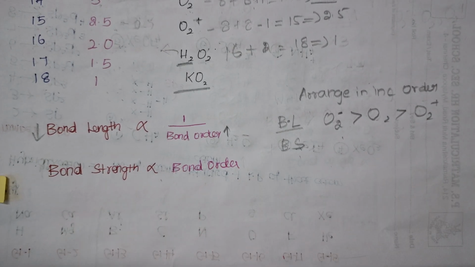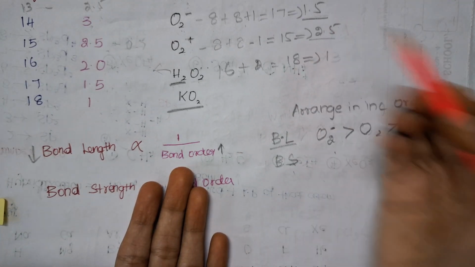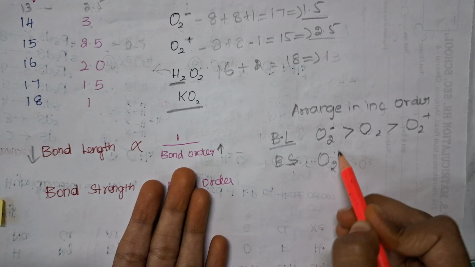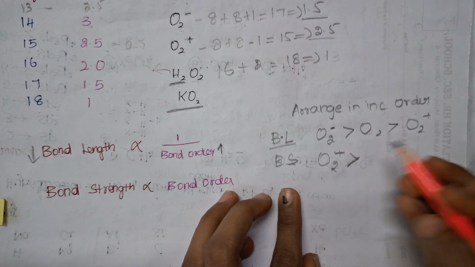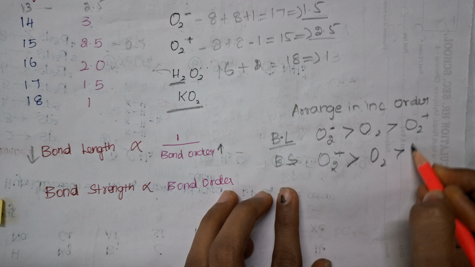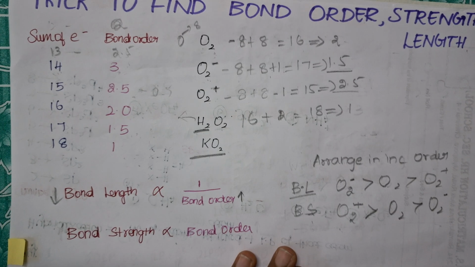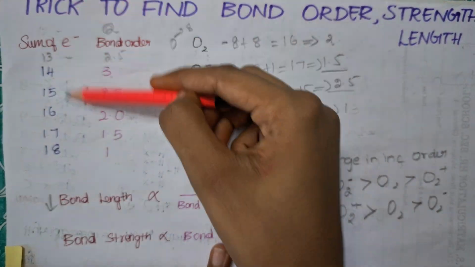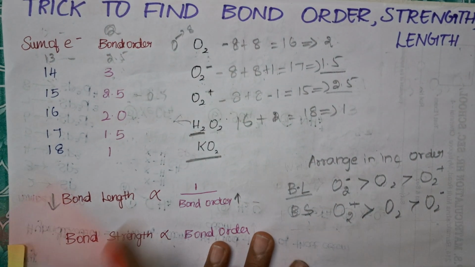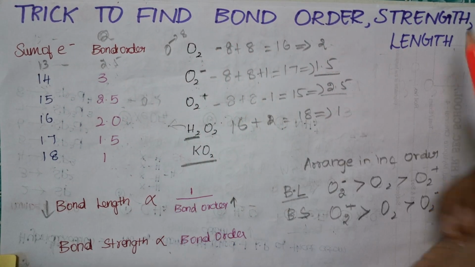Now let's see for bond strength. Bond strength is directly proportional to your bond order. So which has the greatest bond order here? 2.5. So O2 plus will have the greatest bond strength, followed by O2, then O2 minus. Any doubt? So this will be the same for your bond order also. You just need to memorize 14, it is 3, then above and below you can do minus 0.5 and write this. With this you can find your bond order, bond strength and bond length.